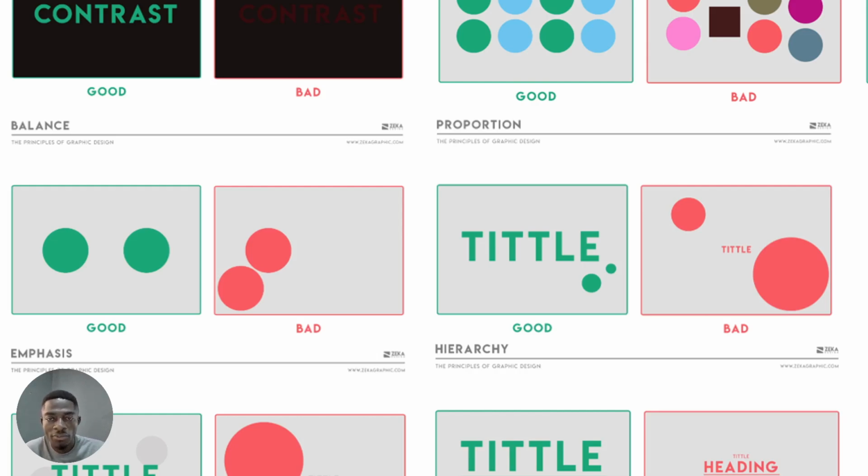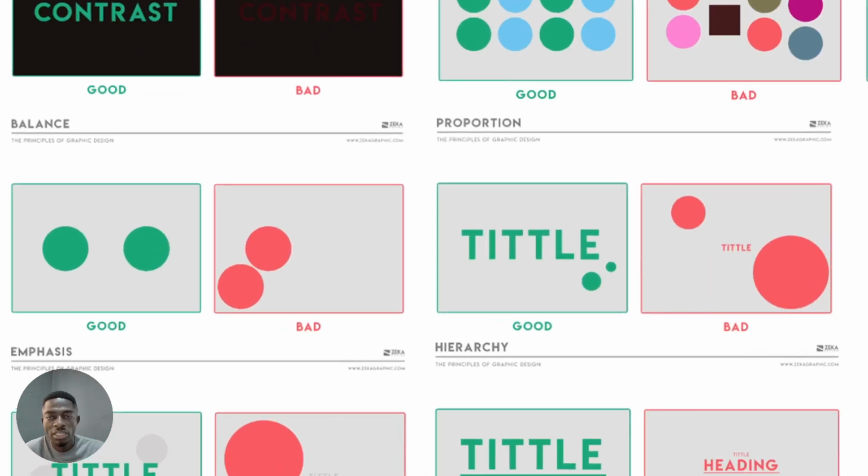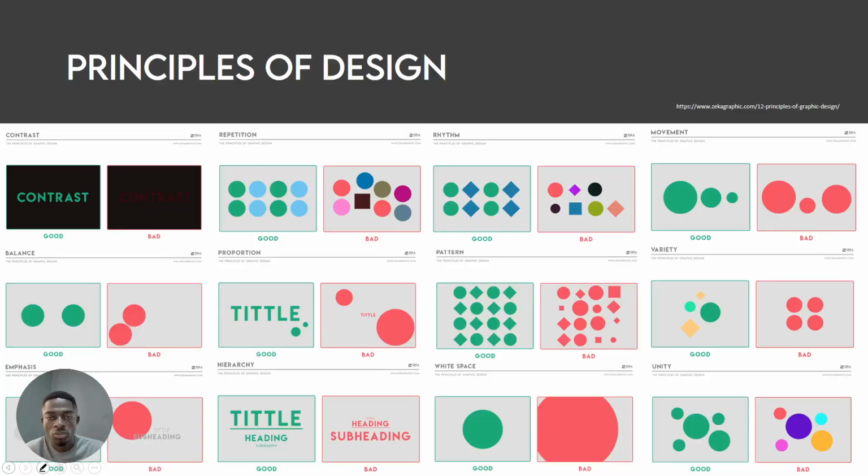Now let's look at this. So we have good balance here, where we've evenly distributed these balls or these shapes. This over here, the second one, is bad balance. Why is it bad balance? It's bad balance because everything is shifted to one side, being the left side.